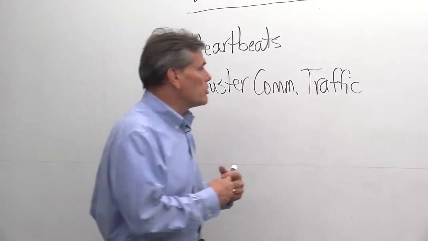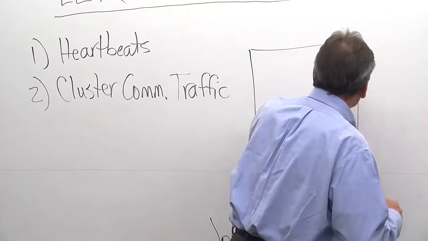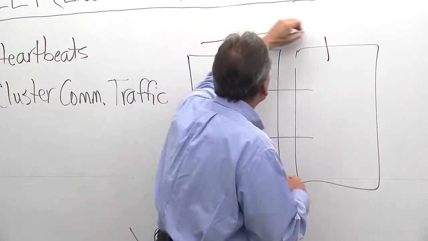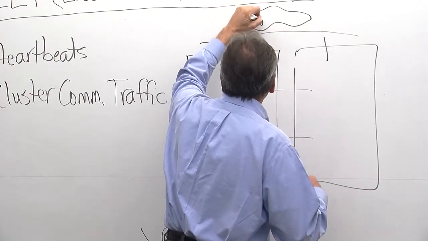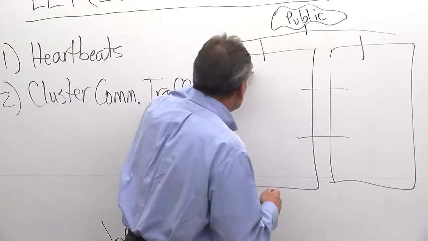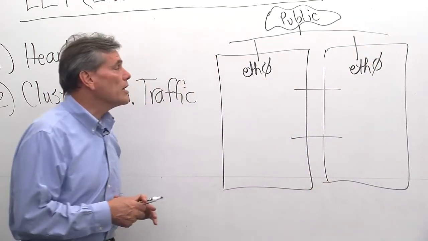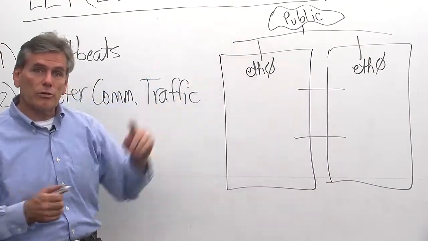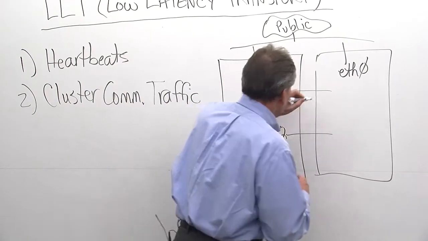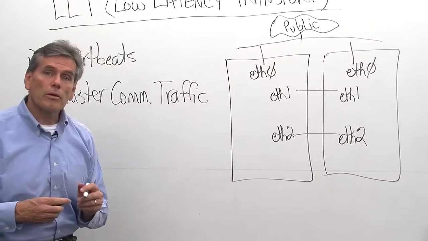Well, let's look at a typical 2-node cluster. We're going to have a public network. So let's say we'll do a Linux example, and let's say Ether 0 is how the applications get out to the public network, to the clients. And then let's say we have a couple other NICs here that are going to be used by LLT.